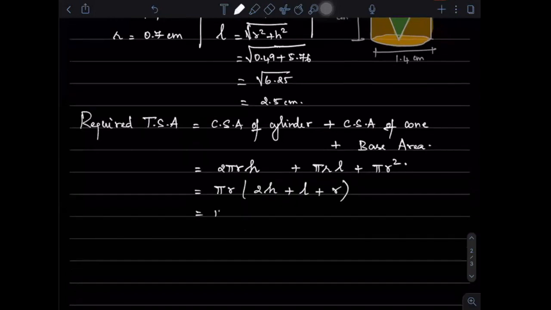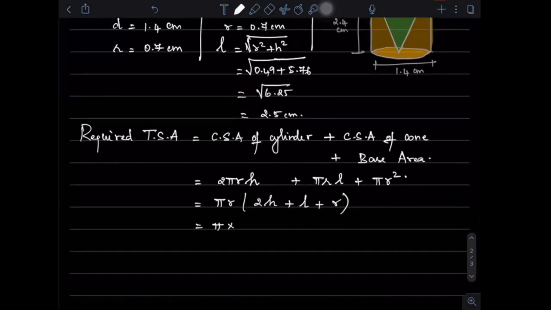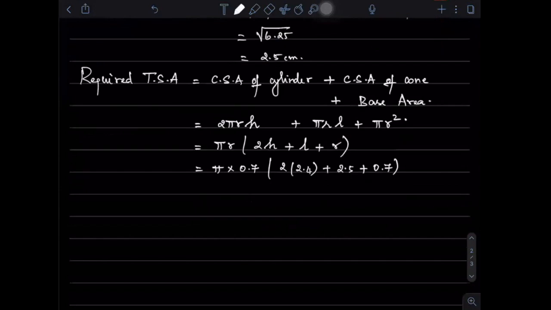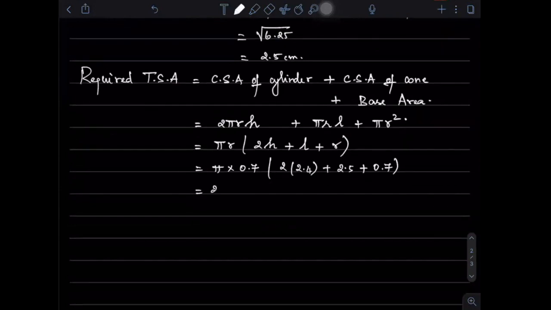Pi oda value அப்படியே வெச்சுக்கோங்க. Right now you don't substitute. Last போட்டுக்கோங்க. இங்க decimal தான இருக்கு எல்லாமே. What is radius? 0.7 into 2 times h is what? 2.4 plus l is 2.5 plus 0.7. Since everything is in terms of decimal, you simplify பண்ணா என்ன வரும்? Pi value என்ன எடுத்துக்கலாம் இந்த இடத்துல? You take it as 3.14.